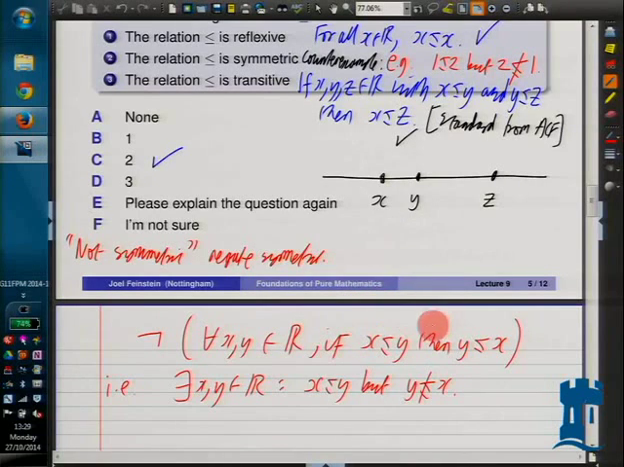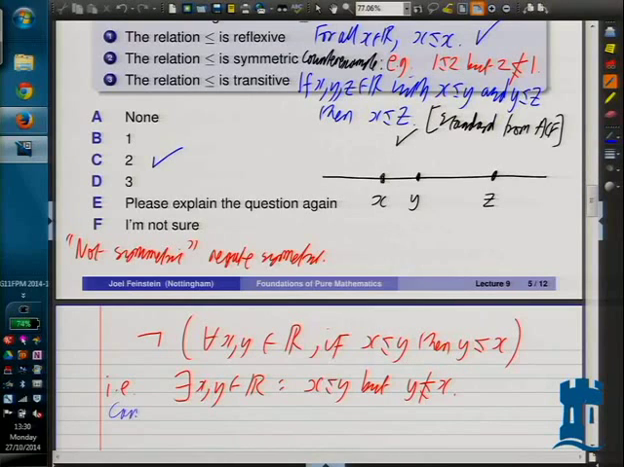X less than or equal to y implies y less than or equal to x. So what you're trying to do is show that x less than or equal to y does not imply y less than or equal to x. It's the same as saying you can find one where x is less than or equal to y, but y is not less than or equal to x. And in this case, we've got the counterexample where x and y, you can prove an exists statement with one counterexample.